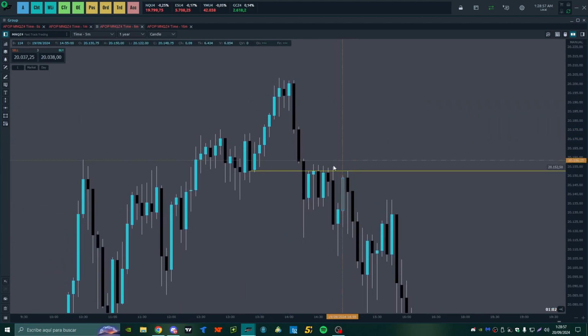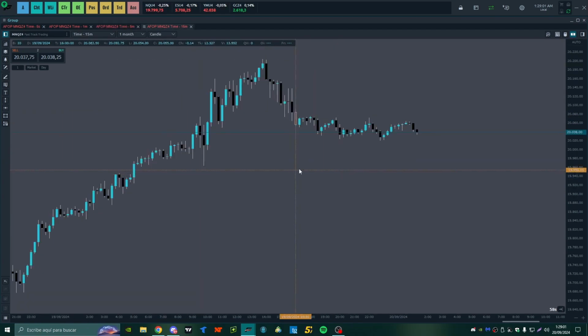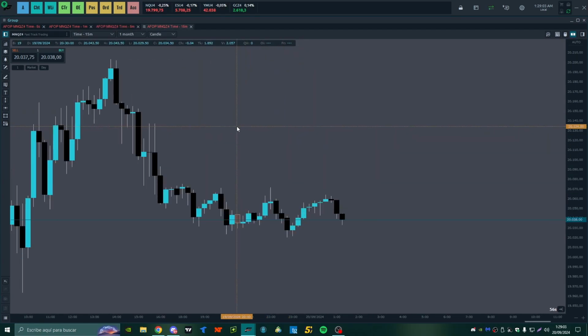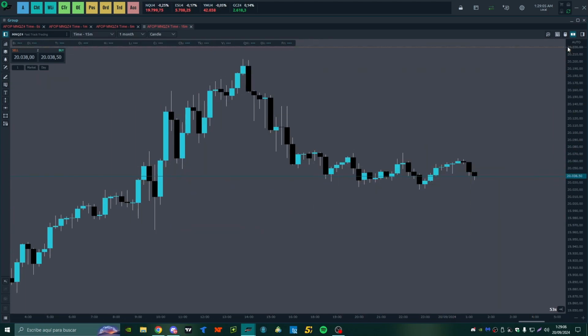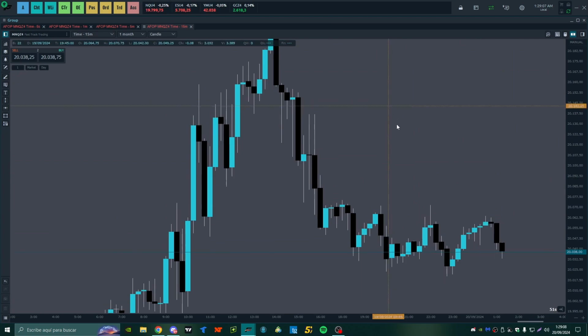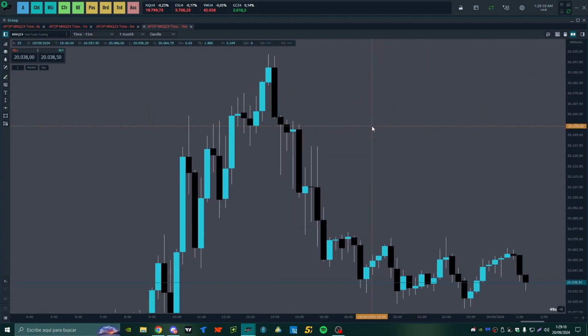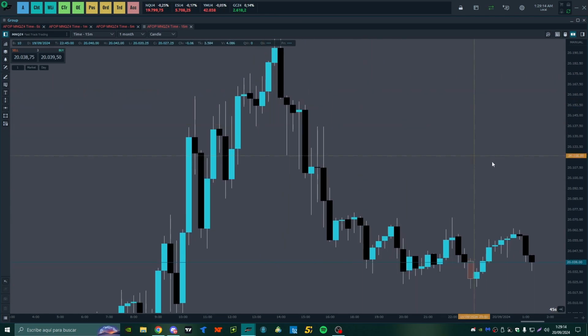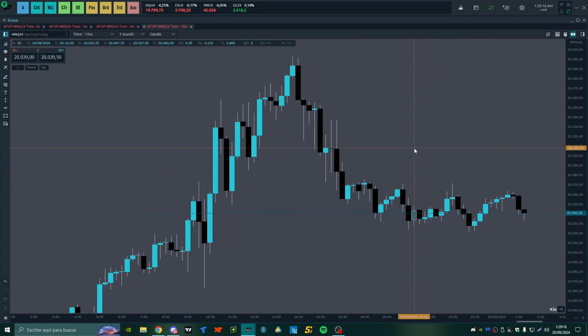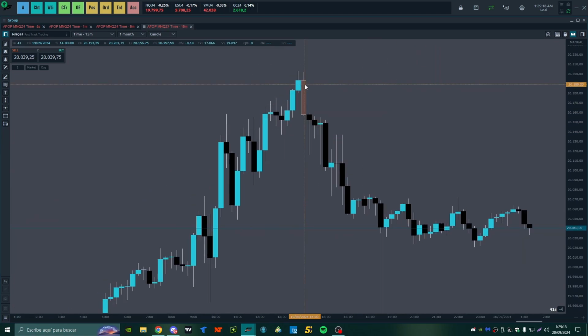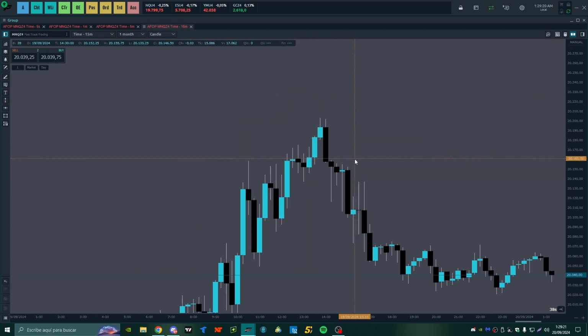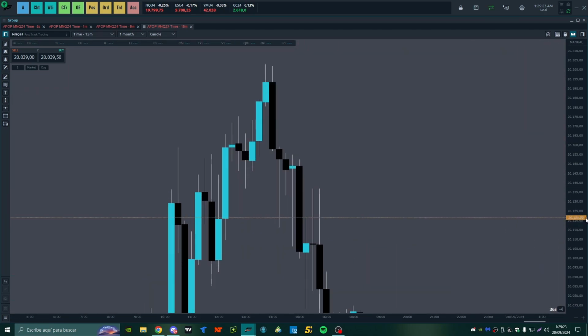If I'm not mistaken, there was also an issue of imbalance around here. The 15-minute imbalance closed here. This imbalance that was around here for 15 minutes was closed, so that also helped, having that bearish idea.